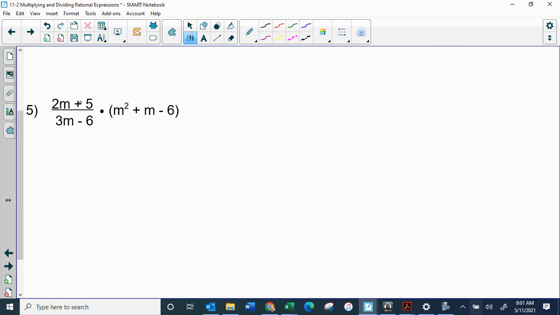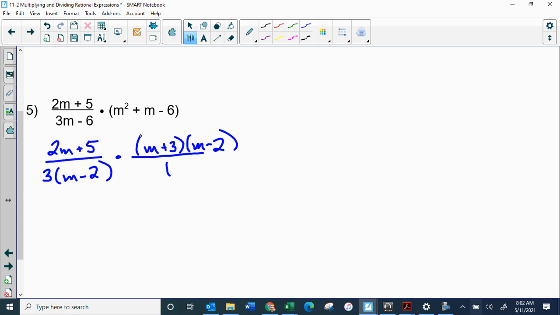So 2m plus 5, I can't do anything with that. No common factors except for 1. 3m minus 6, I can factor out a 3. That gives me m minus 2. And whenever you multiply a fraction times a whole number, I know this isn't a whole number, it's a trinomial, but remember what you would do is just put that over 1. So that's what we're going to do. And then we're going to factor this to numbers that multiply to negative 6 and add to positive 1. So that would be positive 3 and negative 2. So m plus 3 times m minus 2.